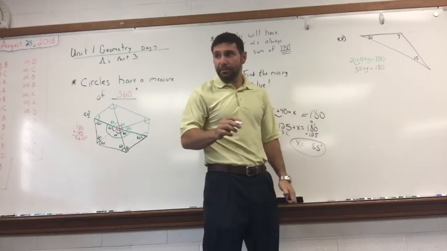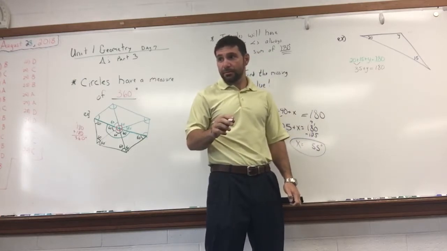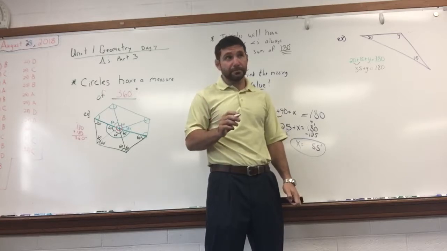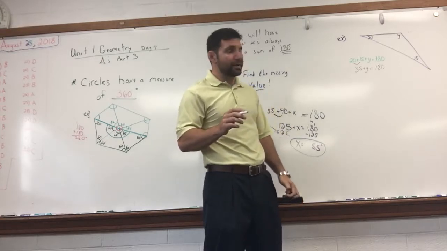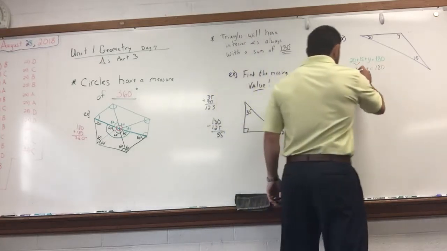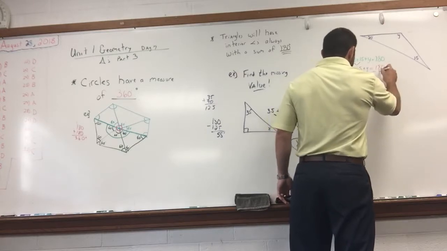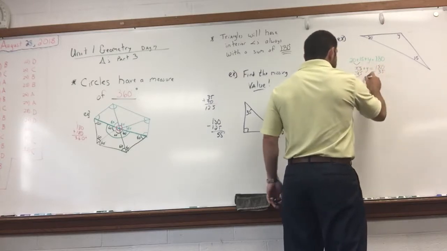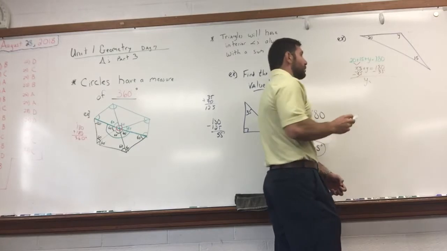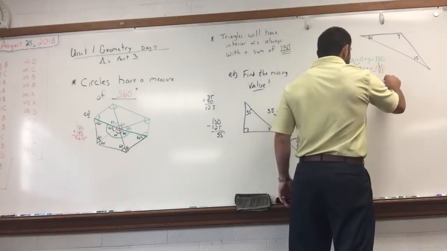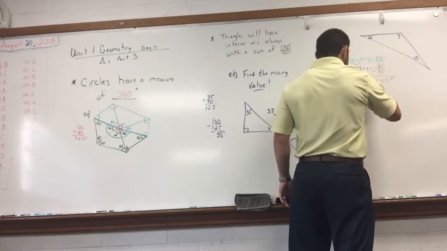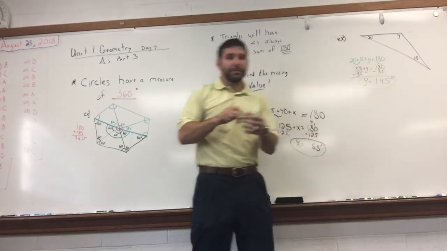What did you do from there? After I found the sum of 20 plus 15, which is 35, I took 180 minus 35. Very good. So you subtracted the 35 from the 180. That leaves me with y equals, well, 180 minus 35. Okay, so I'm going to borrow again. Leaves me with 5, 4, 145 degrees.